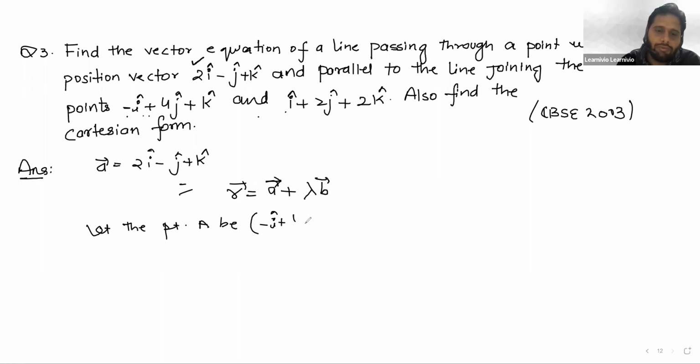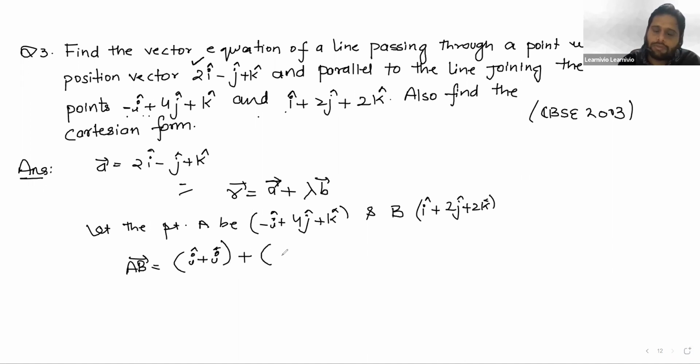It is better if you will unmute yourself. Okay. 4j plus k cap and B is I cap plus 2j plus 2k. Okay. Now what is AB? AB is this one. So AB is I plus I cap. Okay. Plus 2j minus 4j plus 2k minus k cap.